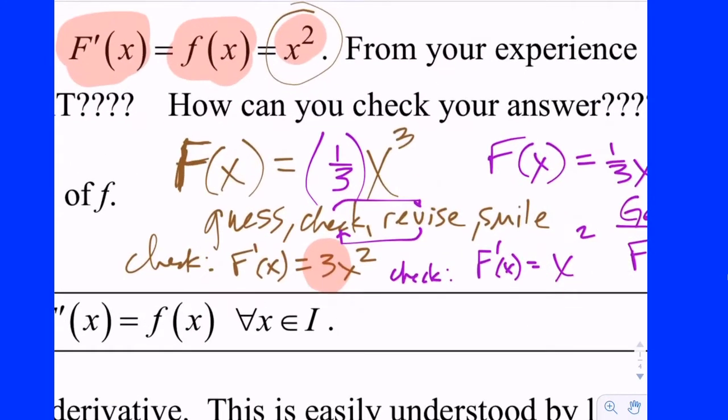Now, the guess, check, revise, smile method is not a bad thing, but guessing and checking is not always the most efficient method. So what we want to do is come up with some standards or some rules, some algorithms that we can do in general, and maybe even memorize a few common antiderivatives so we don't have to reinvent the wheel every time we want to ride a merry-go-round.